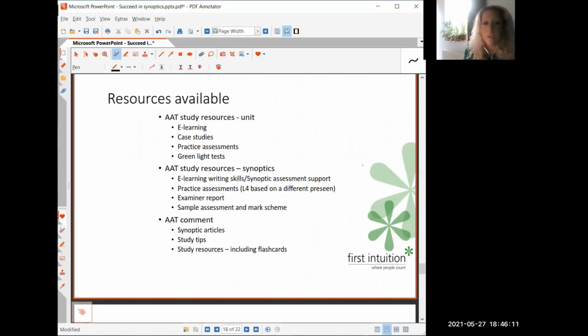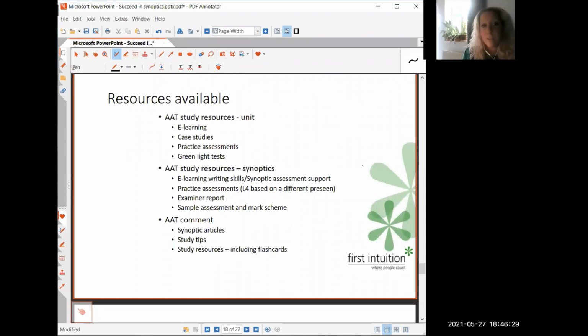Make good use. So AAT, for every unit, there's some study resources, and that's the same for the Synoptics as every other unit. There are some e-learning items. Some of them go into the verbs and requirements. You have those practice assessments.